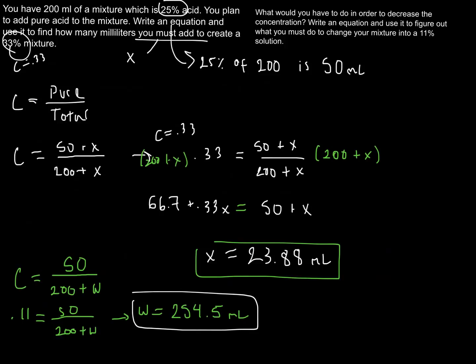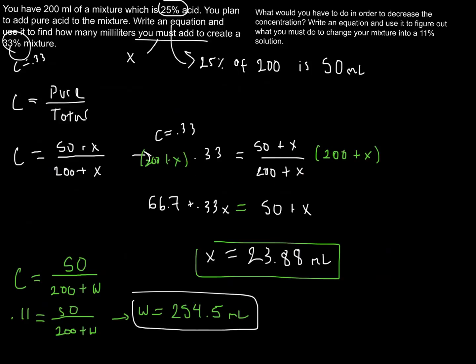And so now I can start to think about what makes up the pure amount and what makes up the total. I start with 50 pure, and then I'm going to add some amount to it. And I start with 200 total, and I'm going to be adding some amount, the same amount on the top and the bottom. And I want to solve for where the concentration is 33%, or 0.33.